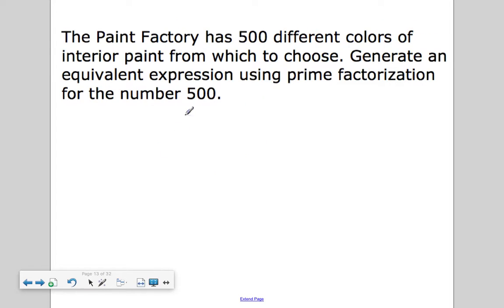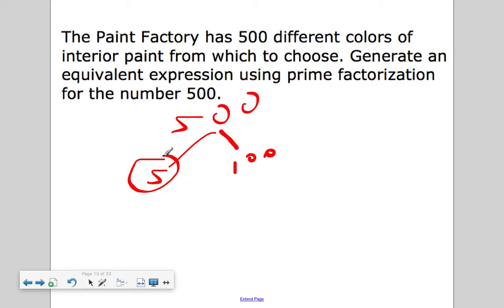The paint company has 500 different colors. Generate an equivalent expression using prime factorization. So it's 5 times 100. 5 is prime. I circle it. 100. 2 times 50. 2 is prime. I circle it.